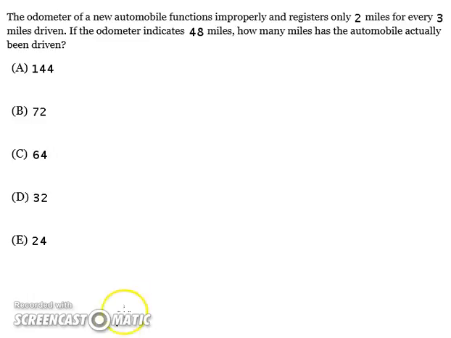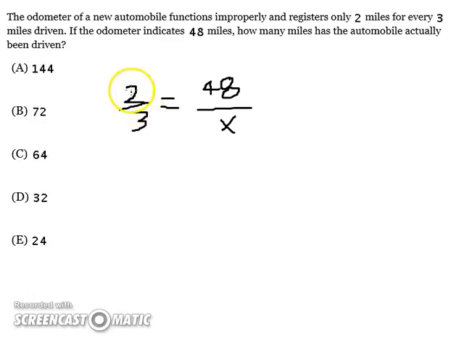This one is actually fairly simple to solve as a ratio. So the odometer registers 2 miles for every 3 miles that you drive. And if the odometer reads 48 miles, we want to know how many miles you actually drive. Now for me, the easiest way to solve it from here is to say, okay, 2 times what equals 48? 24. So 2 times 24 gave you 48. 3 times 24 gives you 72. And we're done.